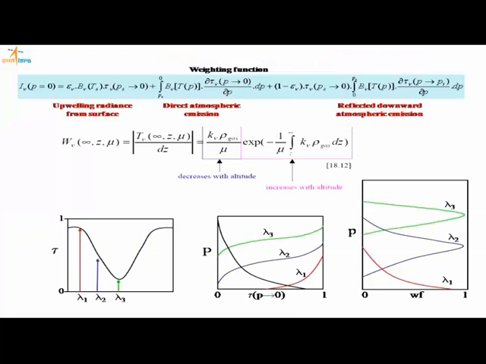Now let us try to understand the weighting function in this slide. This is the radiative transfer equation. The radiance at top of atmosphere equals, first, the upwelling radiance from the surface. The second term is the upwelling radiance from various layers of the atmosphere. The last term we can ignore right now, as it has a very small contribution. This is the reflected downward atmospheric emission, so we ignore it for the time being and deal only with the two terms. In this term we find what we call the weighting function, and we are trying to understand what it is.